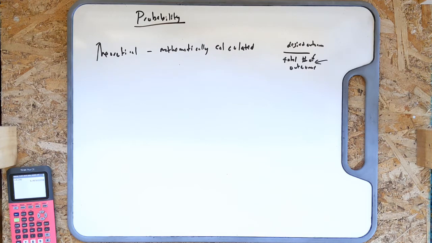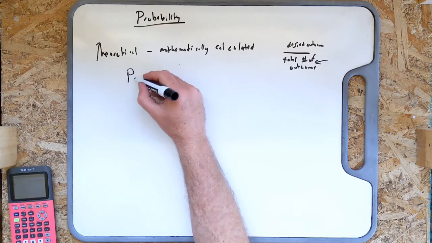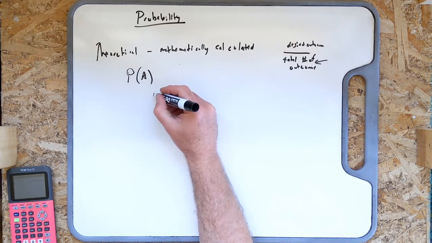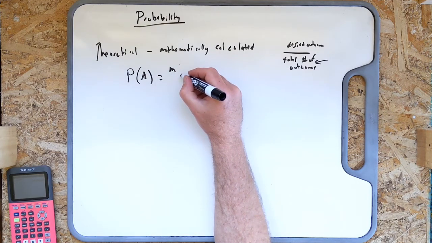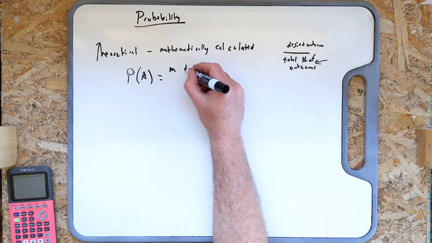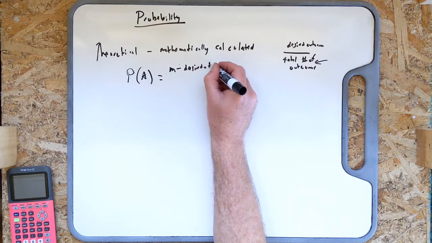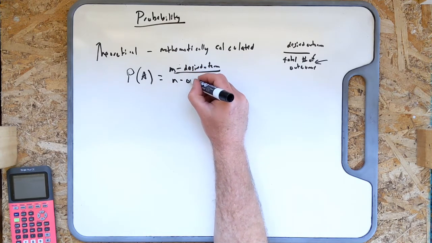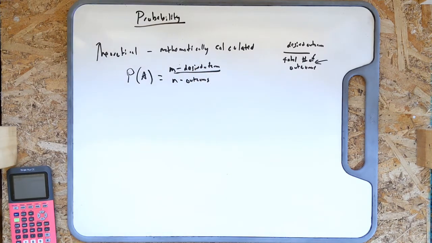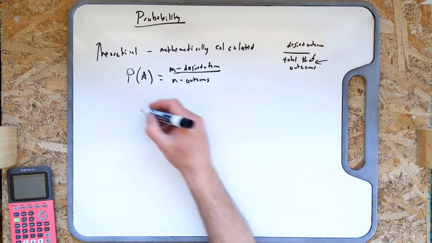So let me define theoretical probability. So probability, we'll write again P for probability. The probability of an event A occurring is equal to M. M will be the desired outcome, just as I wrote here, divided by the sample space of n outcomes. Just usually written as M divided by n. In order to do this probability, you have to have what are called equally likely outcomes.